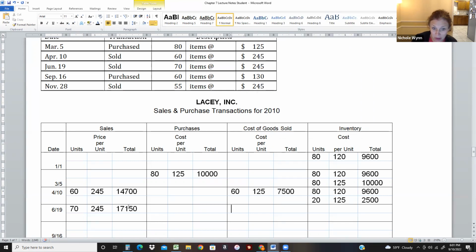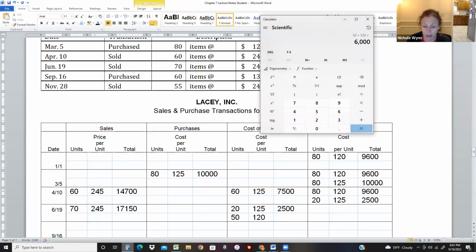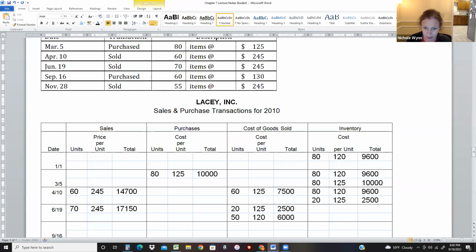The cost of the good that was sold, LIFO, last in, first out. First, I'm going to sell my 20 at 125. And then I will sell another 50 at 120. 6,000. So what I'm left with, all of these are gone. And then I moved on to these. I sold 50 of them, so I only have 30 left.